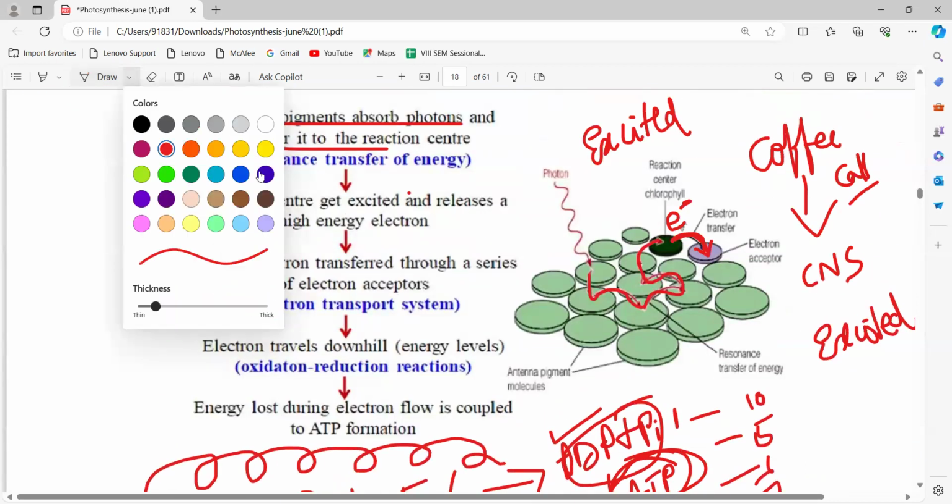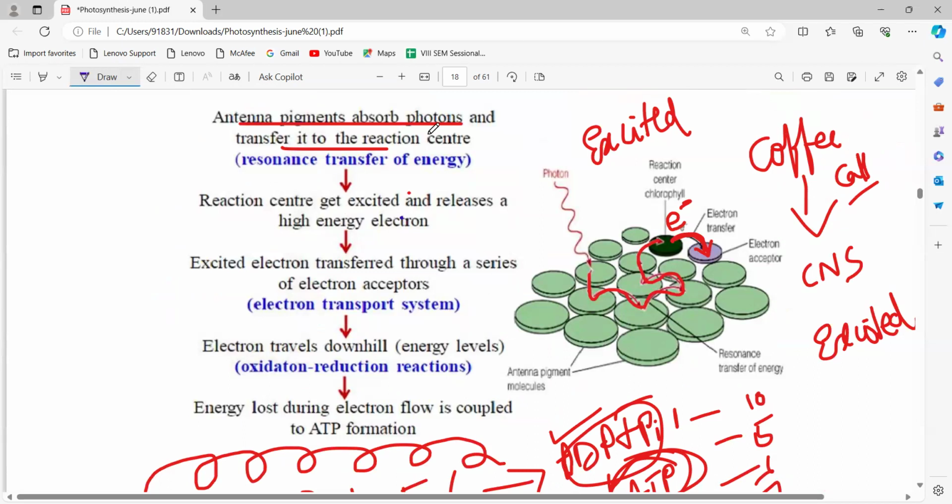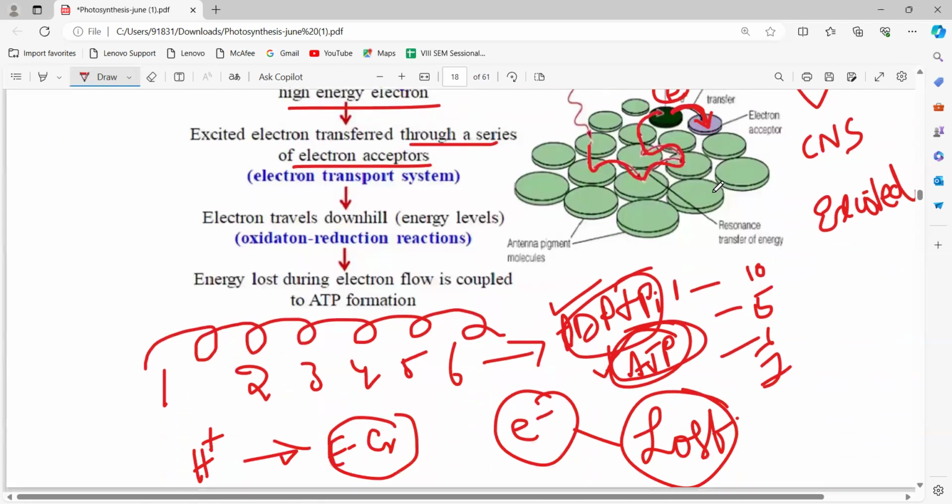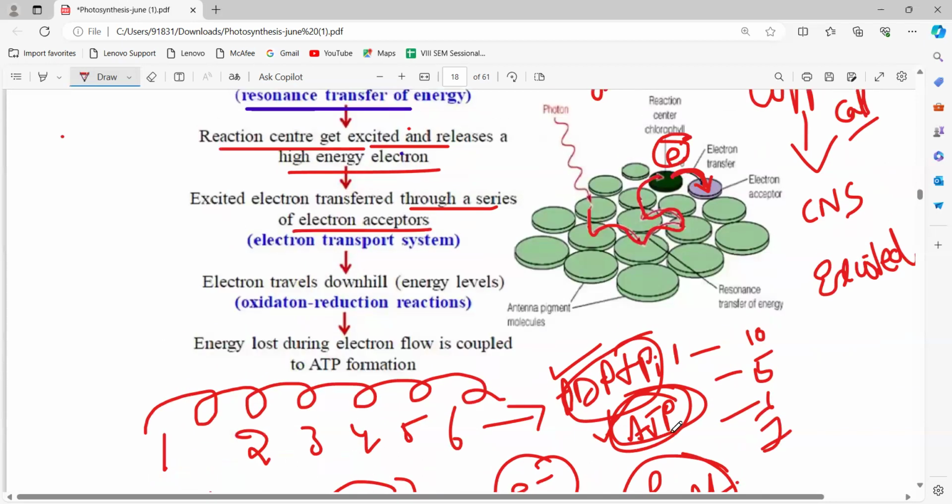We have to continue it also. Antenna pigments absorb the photons and transfer it to the reaction centers. This is what we call the resonance transfer of energy. Then what is going to happen? The reaction center gets excited and releases a high energy electron. Now, who is going to accept that electron? That electron is transferred through a series of electron acceptors, and whenever it is moving from one electron acceptor to another electron acceptor, there is a loss of energy. That energy can be used to produce ATP.